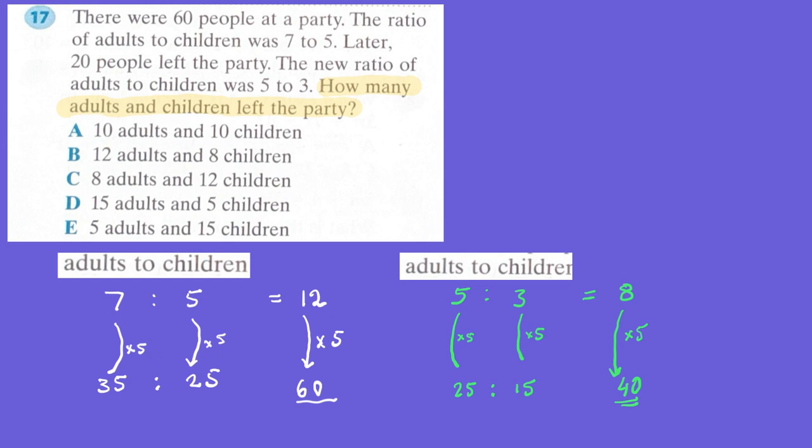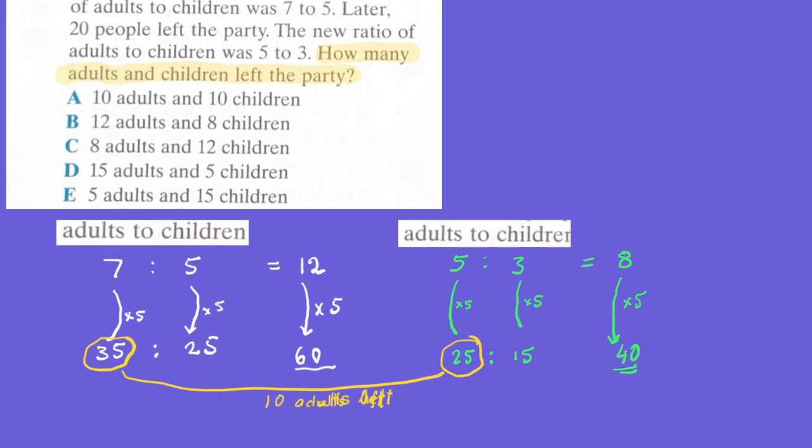So let's have a look. We had 35 adults, and now there were 25 adults. How many adults left? 10 adults left. And there were originally 25 children, and 15 of them are left. So that means that 10 children left. So 10 adults and 10 children left the party. So our answer is A.